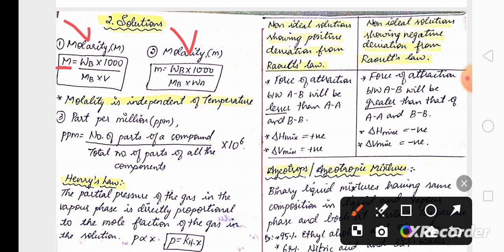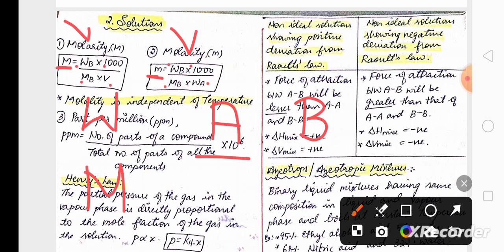Molarity, capital M, is equal to WB into 1000 divided by MB into V, and molality, small m, is equal to WB into 1000 divided by MB into WA. Here W represents mass, and M represents molar mass, and A represents solvent, B represents solute.